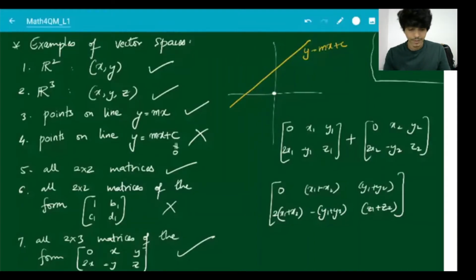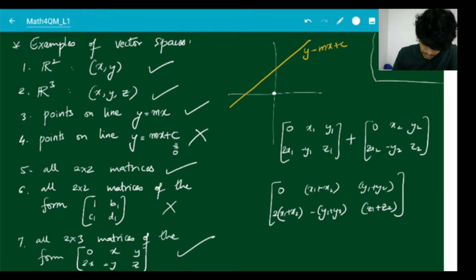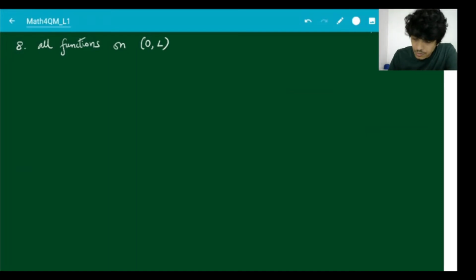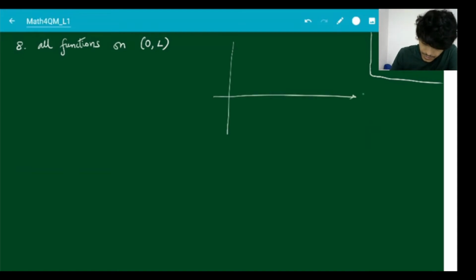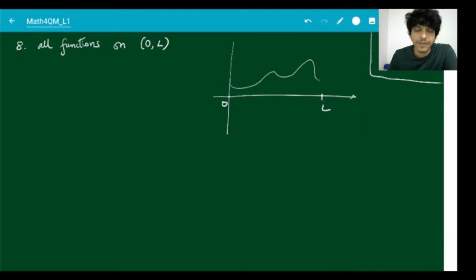Now let's look at a couple more interesting examples of vector spaces. Number 8: what if I take the set of all functions on some interval 0 to L, let's say? Along the real line, between 0 and L, I'll take any function, the set of all functions between these two points. Do these form a vector space?